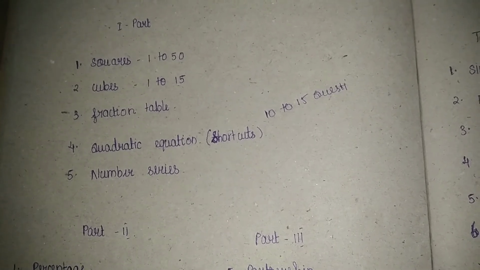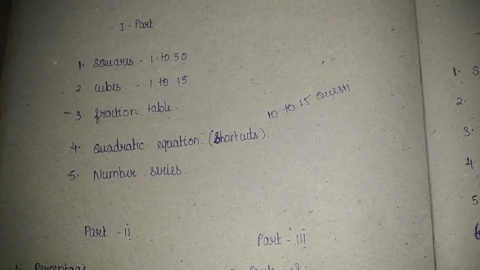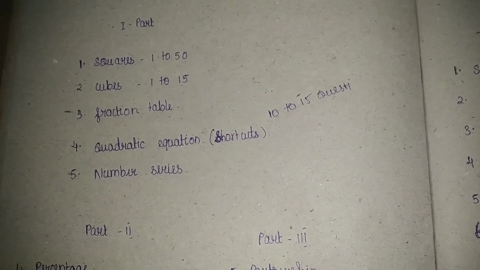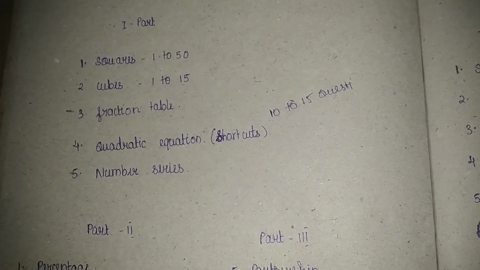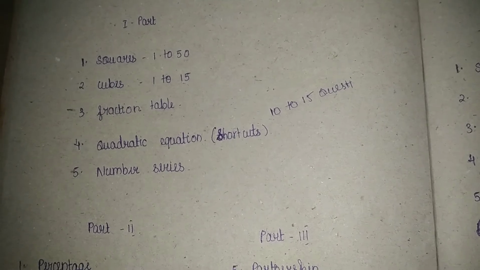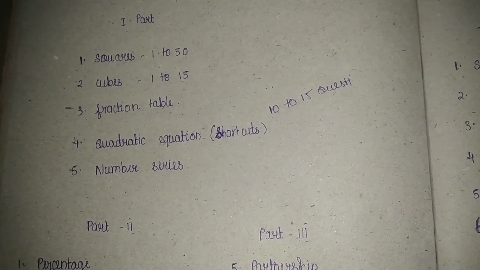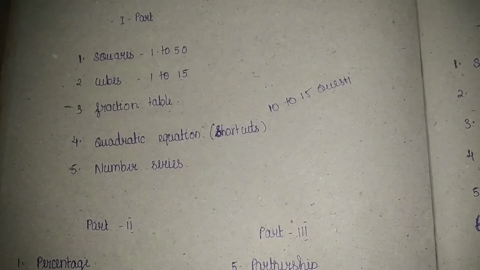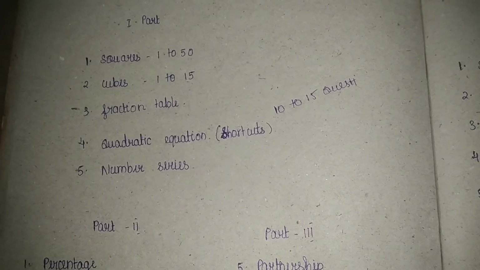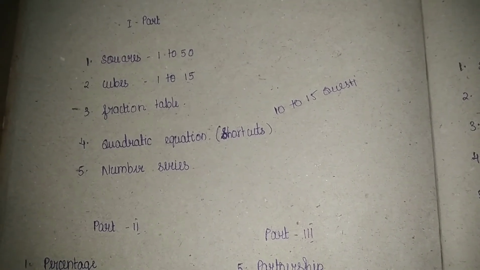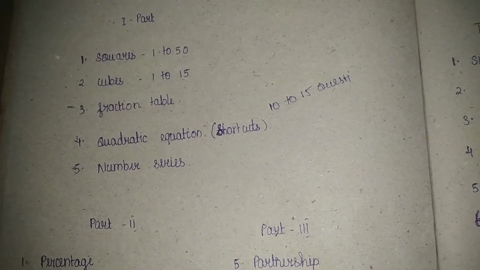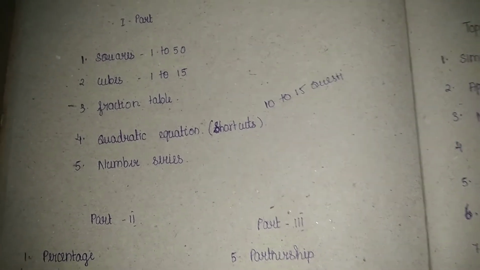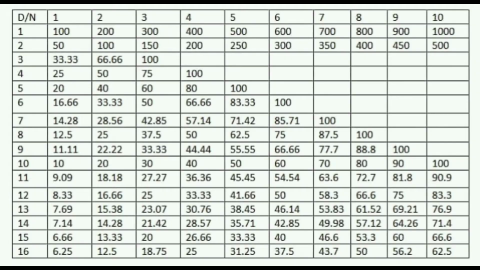Let's see what topics are included in part 1. In part 1 the topics are square, cube, fraction, quadratic equation and number series. In squares and cubes, we memorize squares of 1 to 50 and cubes of 1 to 15. I also attached the fraction table. You should memorize the table.